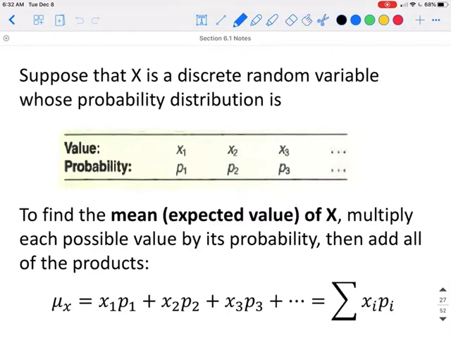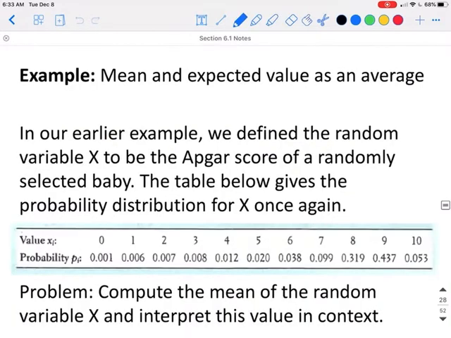So suppose we have a random variable x, and it is a discrete random variable. To find the mean, or the expected value, you're going to multiply each of the possibilities by their probability and then add the products together.